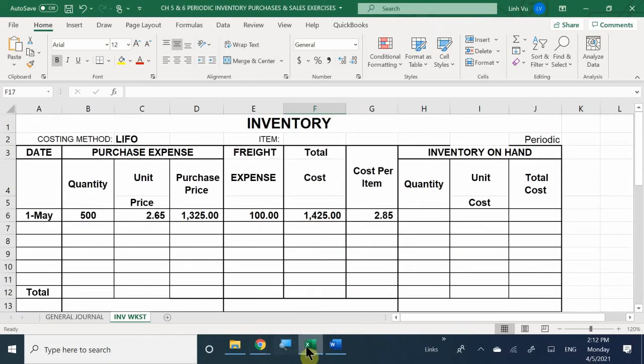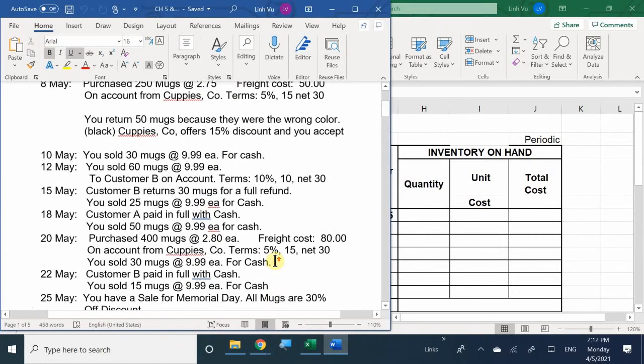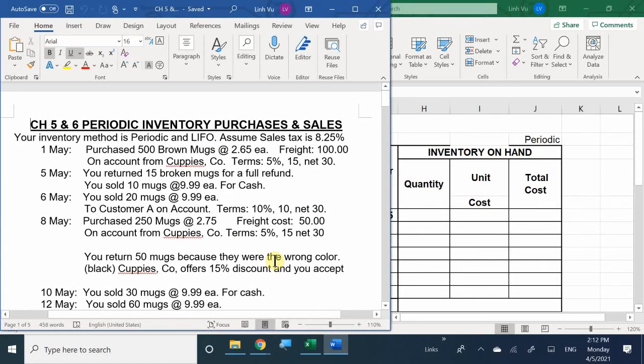All right, so then, what has happened next on May 6th? We sold. Oh, go ahead. You sold 20 mugs at $9.99 each. To who? To customer A. To customer A on an account. And we gave them some terms as well. We gave them, I'll give you a 10% discount if you pay me within 10 days, but if not, your whole entire bill is due in 30.